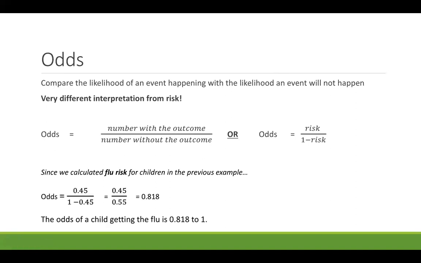So an example below: we calculated flu risk for children in the previous example, so we can use risk in our formula to calculate odds, which is 0.45 divided by 1 minus 0.45, which in the end we get 0.818. That is the odds of the child getting the flu. So you see how it's written, 0.818 to 1.